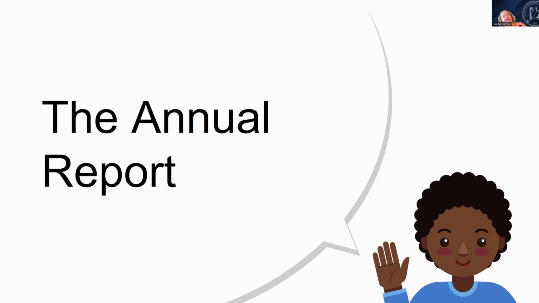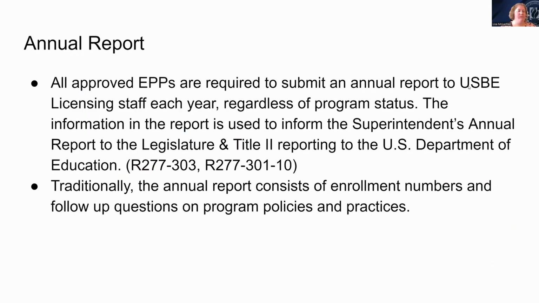Thank you. Next slide. Okay, so all approved EPPs, including APPEL programs and university programs, are required to submit an annual report to USBE licensing staff each year, regardless of program status. So as long as you're approved, even if you don't have anybody enrolled in your program, you still have to submit an annual report. Usually, it's pretty straightforward. You just email me and say, we don't have any candidates enrolled this year. And then you're done.